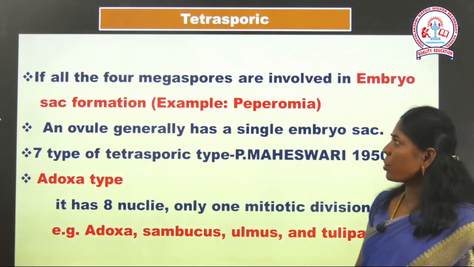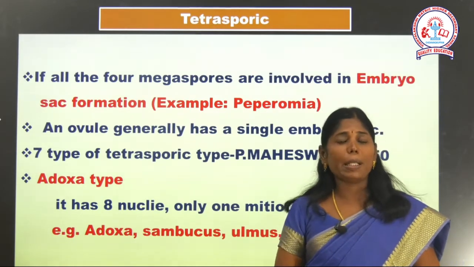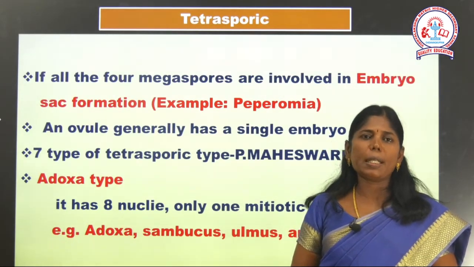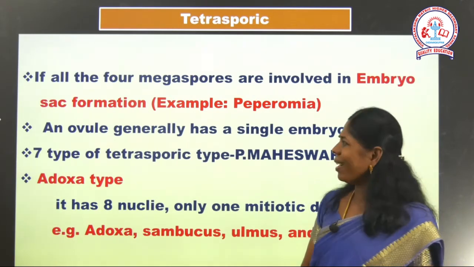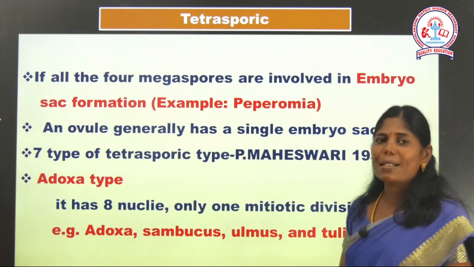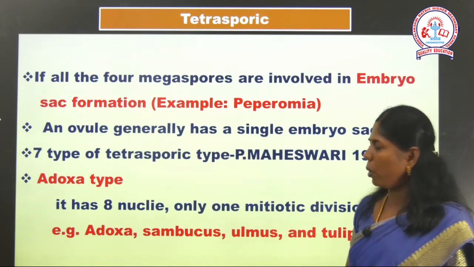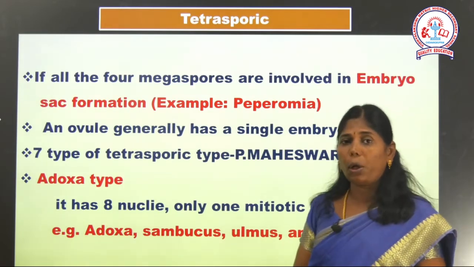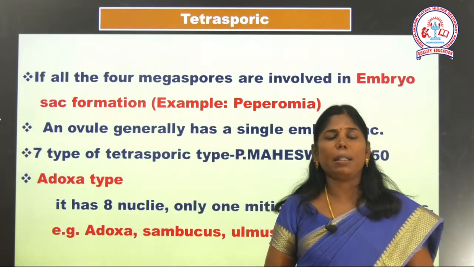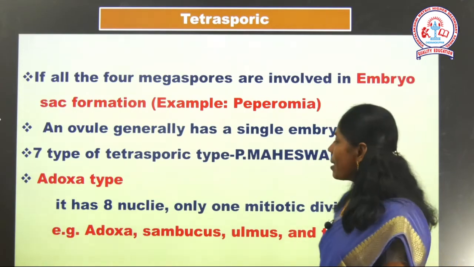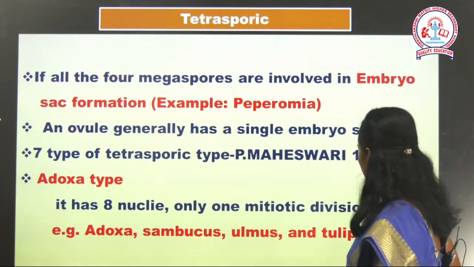So next one is the tetrasporic condition. Tetrasporic means all the megaspores are involved in the embryo sac formation. That is known as the tetrasporic condition. It has many types. Adoxa type means it has 8 nuclei, and only one mitotic division occurs. Actually, in the Polygonum type, 3 mitotic divisions occur, and as a result 8 nuclei are formed. But in Adoxa, only one mitotic division occurs.